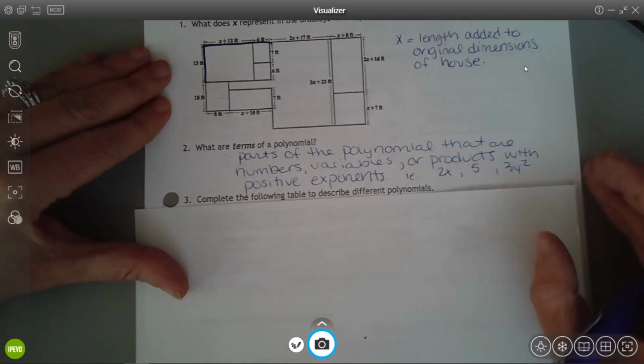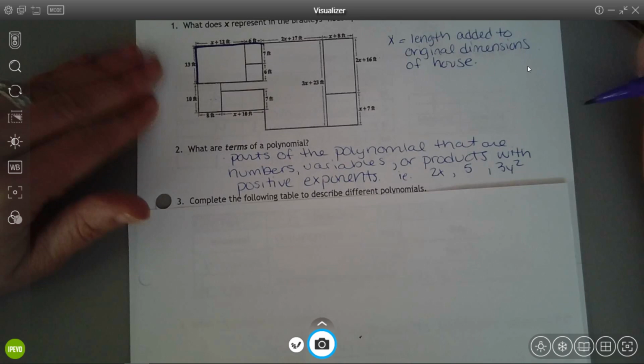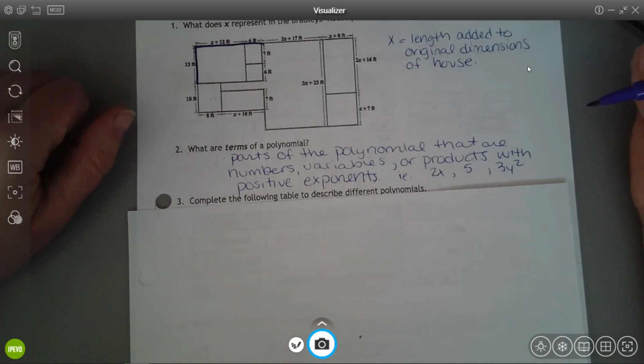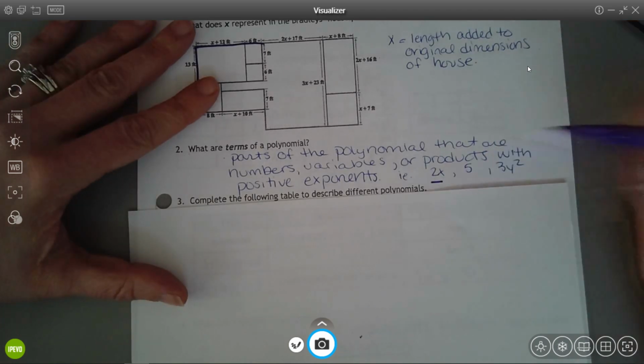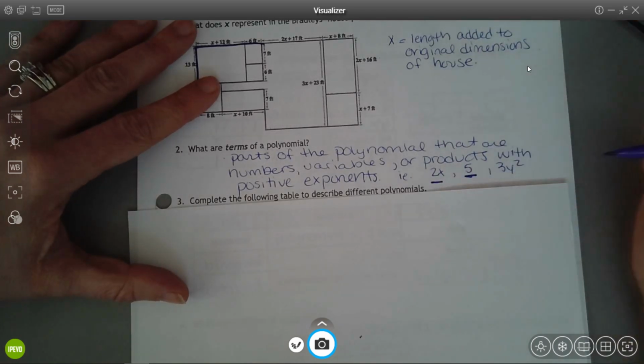What are terms of a polynomial? Terms are simply parts of the polynomial that are numbers, variables, or products with positive exponents. For example, 2x is a term. 5 is a term.